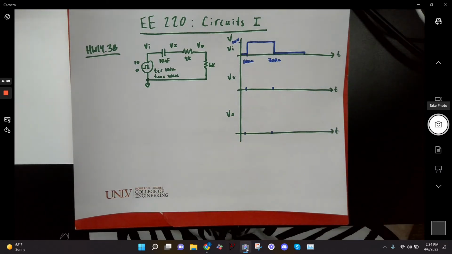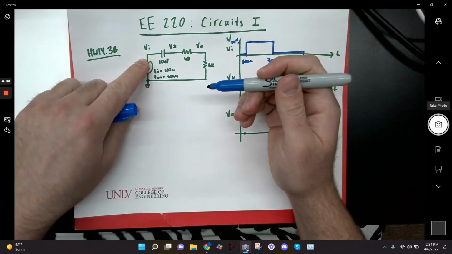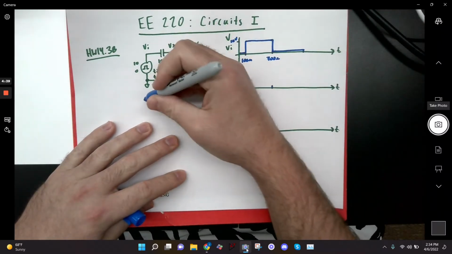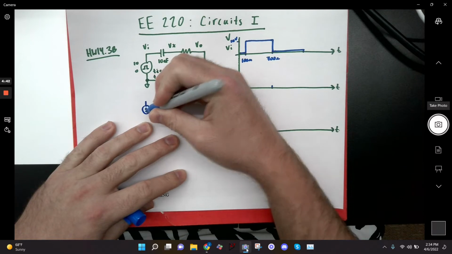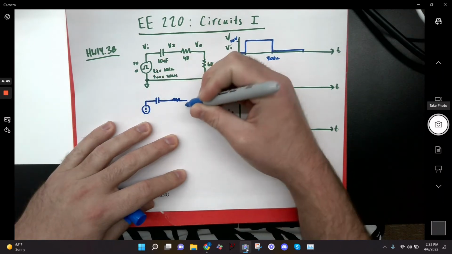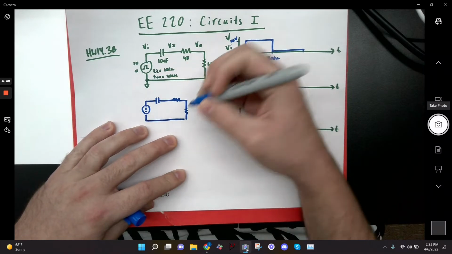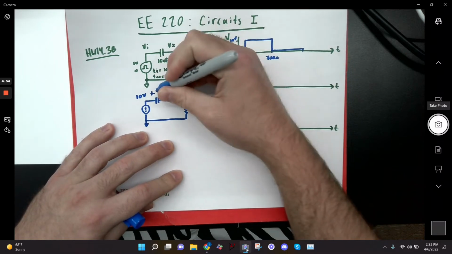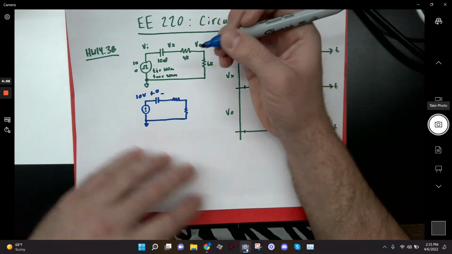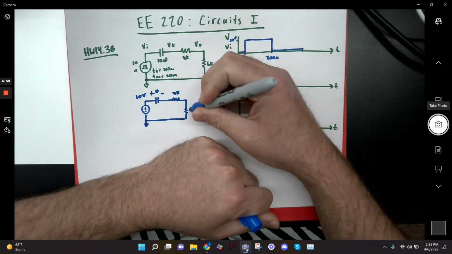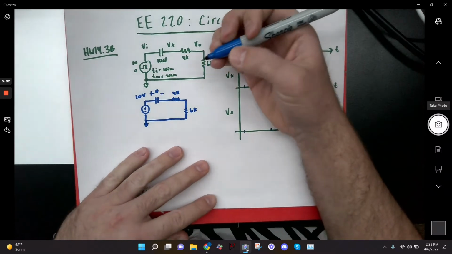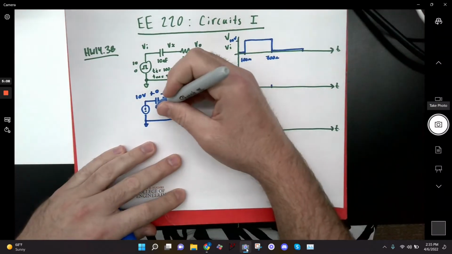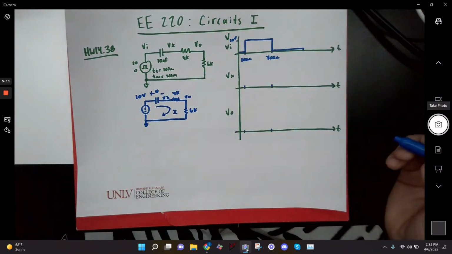So basically, immediately after the switch jumps from 0 to 10, we know my capacitor can't charge instantaneously. So I'm going to draw an equivalent circuit where instead of a pulse, this is just 10 volts, right? And I know that initially I don't have any voltage across my capacitor, right? It's discharged. Okay? And this is Vx, and this is Vo. Alright, so I'm going to draw current, and I'm going to do KVL, okay?